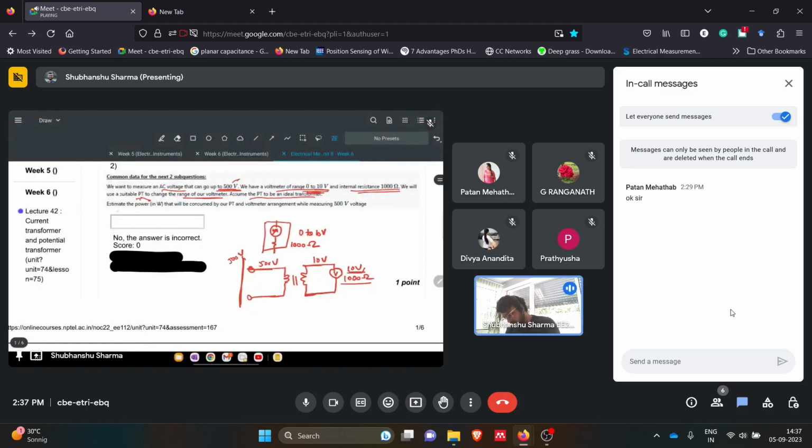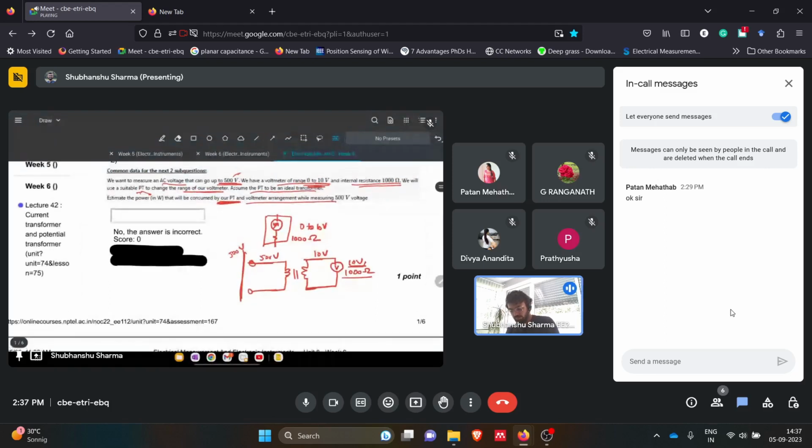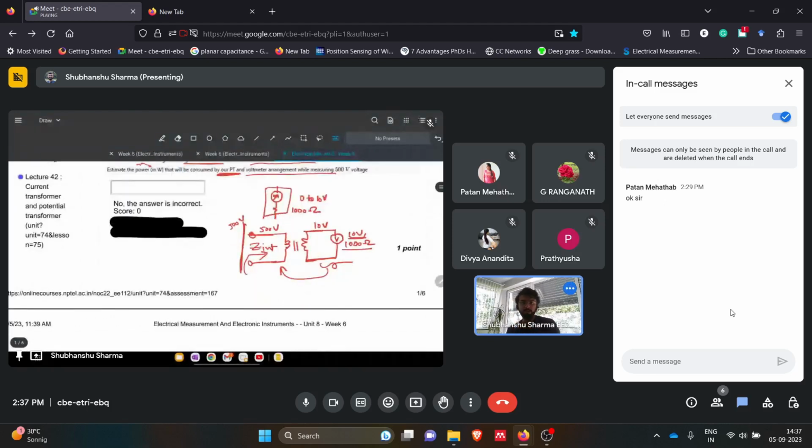So now estimate the power that will be consumed by the PT, potential transformer, and voltmeter arrangement while measuring 500 volts. So what will be this power being consumed by the PT? We'll have to see the internal resistance, or I can say impedance or resistance. In this case it will be resistance. So whatever resistance we are seeing here, we should go for the primary side equivalent resistance of the secondary side of this whole configuration.